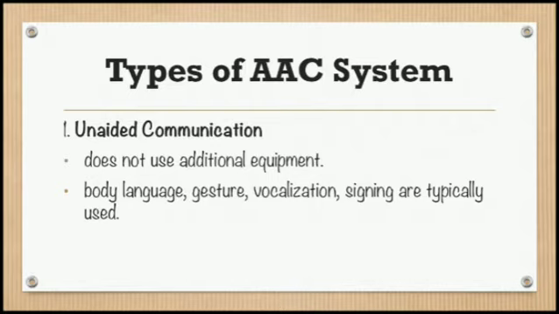There are two types of AAC systems. First is unaided communication. This does not use additional equipment. Body language, gesture, vocalization, and signing are typically used. Examples of this communication are thumbs up, waving hands, and many more.